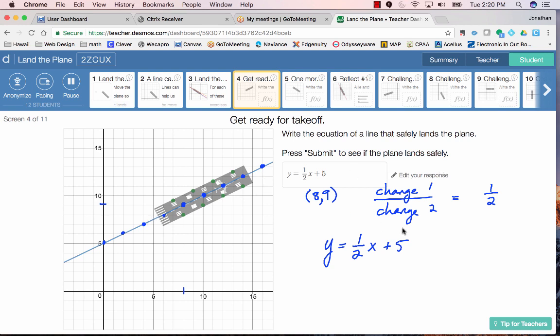You can test it to see if your plane lands. Hopefully you guys don't crash a million times. But have fun and let me know if you have any questions.